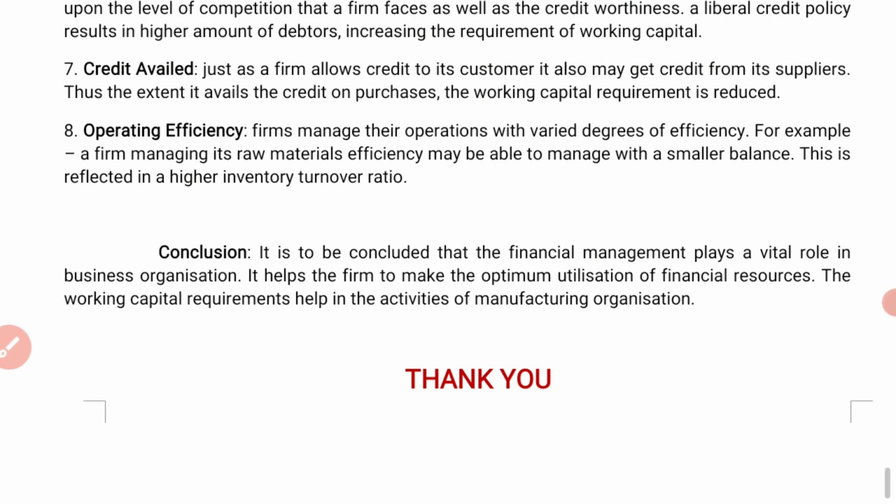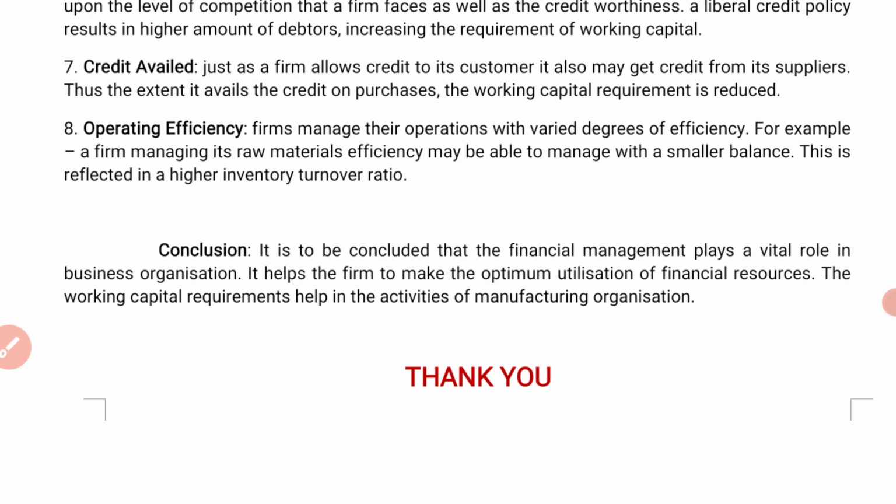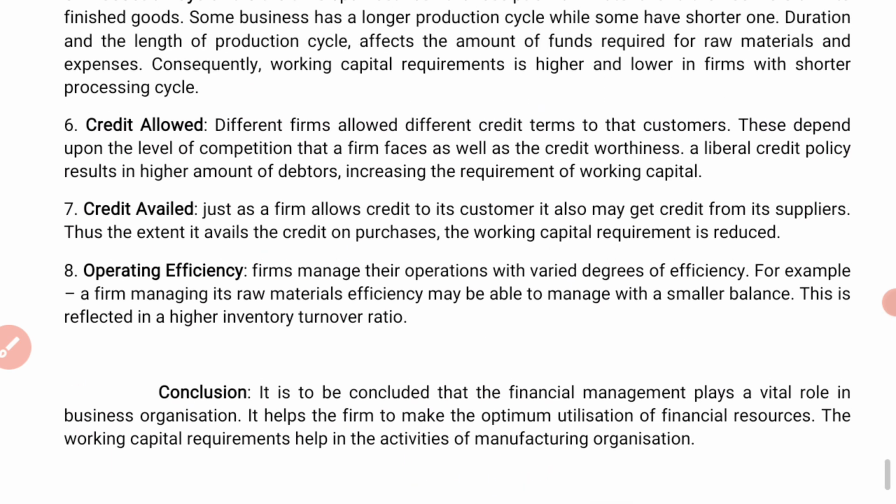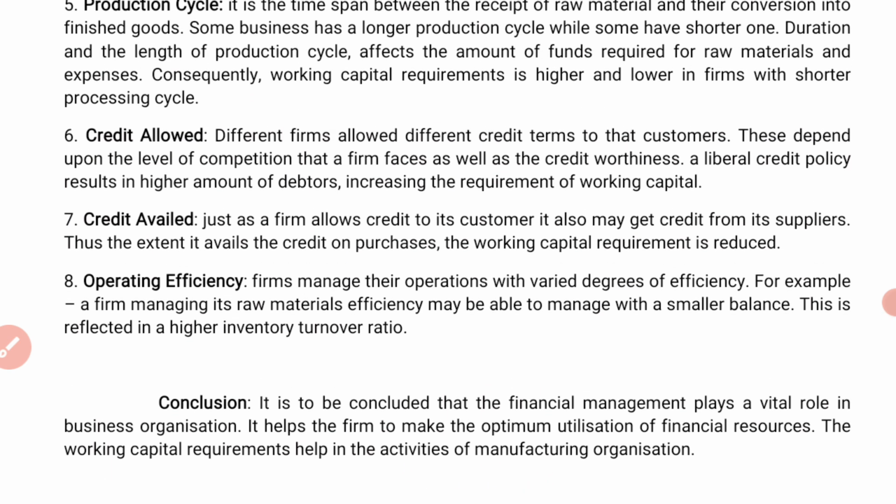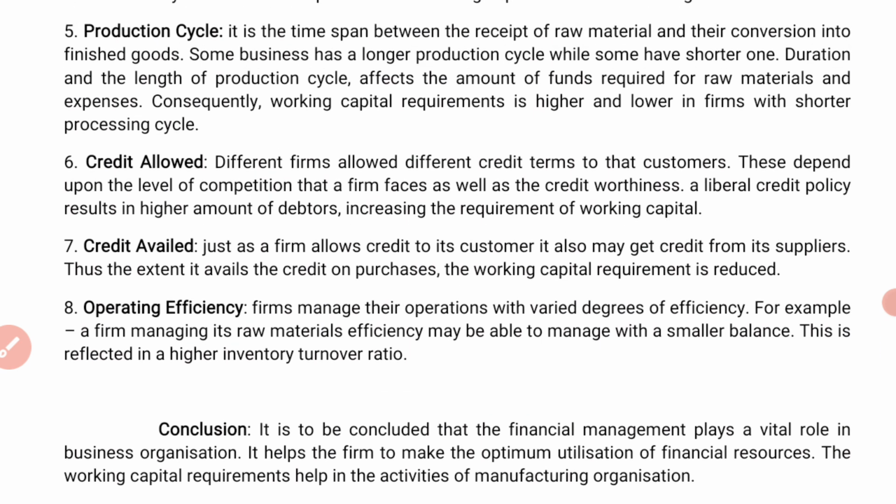And next, that is credit availed. Just as a firm allows credit to its customers, it also may get credit from its suppliers. So credit allowed means you give the credit facility to customers, whereas credit availed means the company gets the facility of credit. Thus, to the extent it avails credit on purchases, the working capital required is reduced.